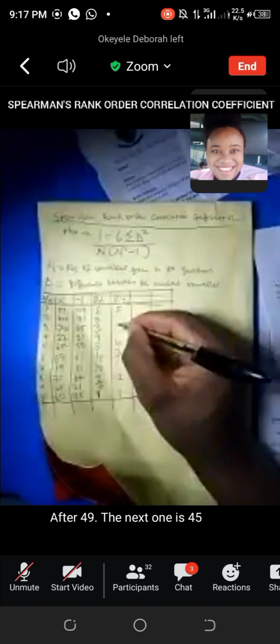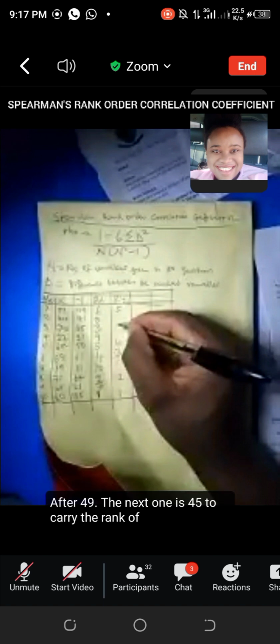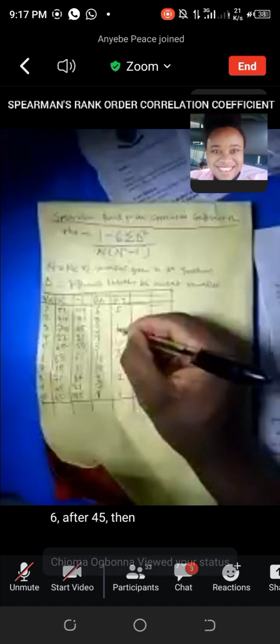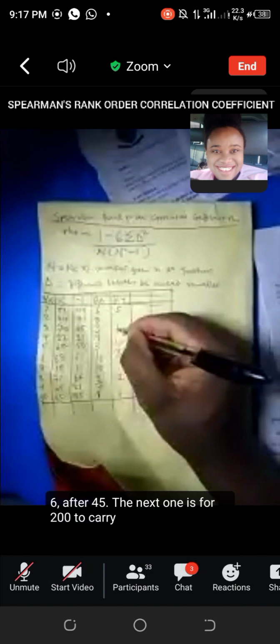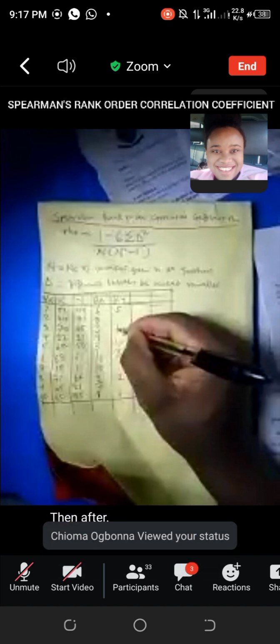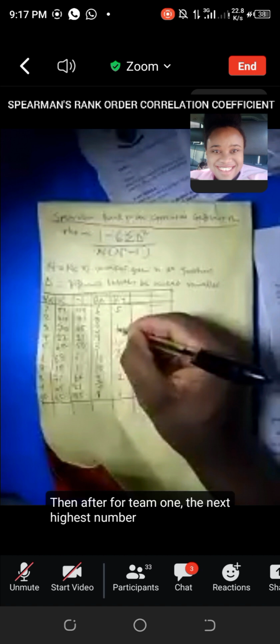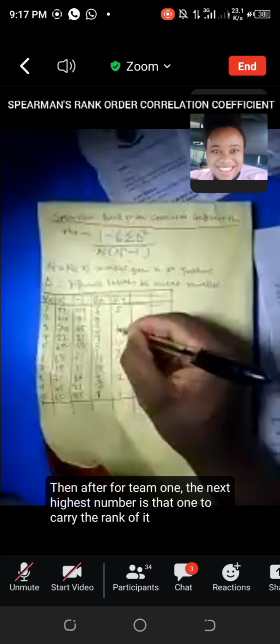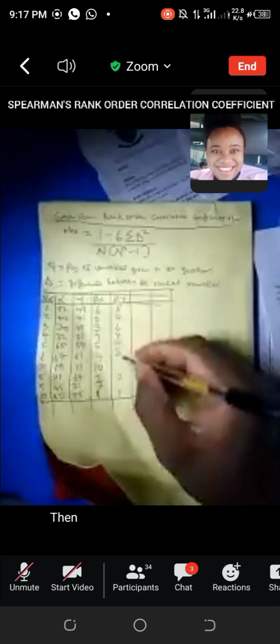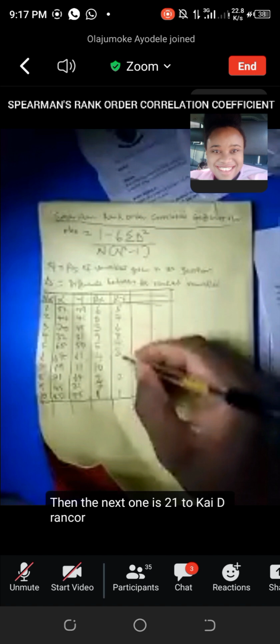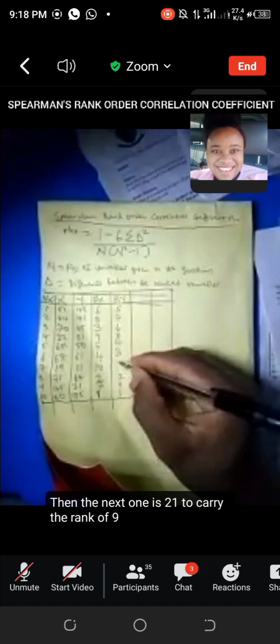After 49, the next one is 45. It will carry the rank of 6. After 45, the next one is 41. It will carry the rank of 7. Then after 41, the next highest number is 31 to carry the rank of 8. Then the next one is 21 to carry the rank of 9. And the last one is 11 to carry the rank of 10. So any question on this ranking?